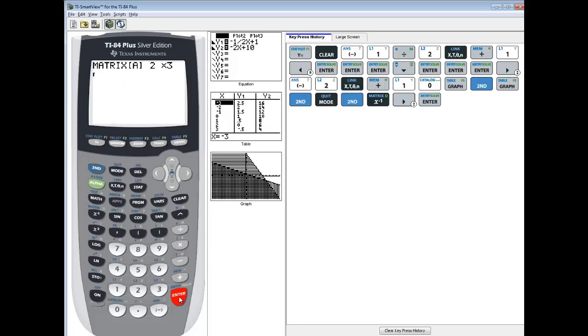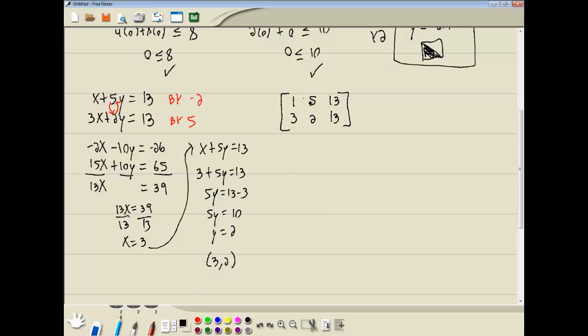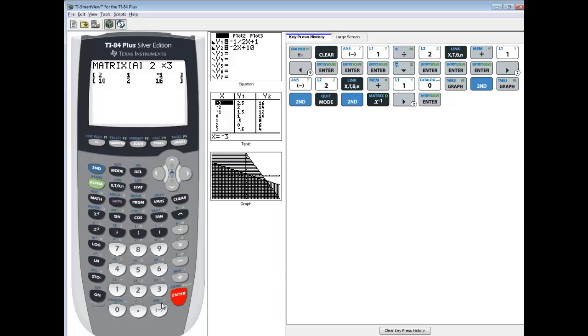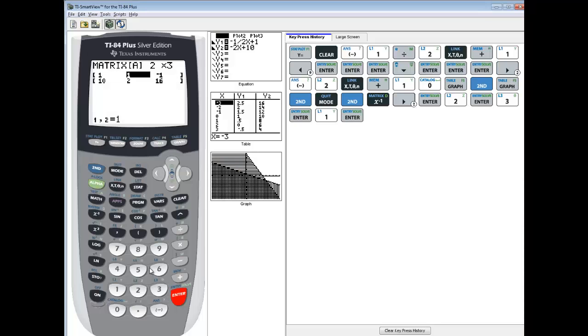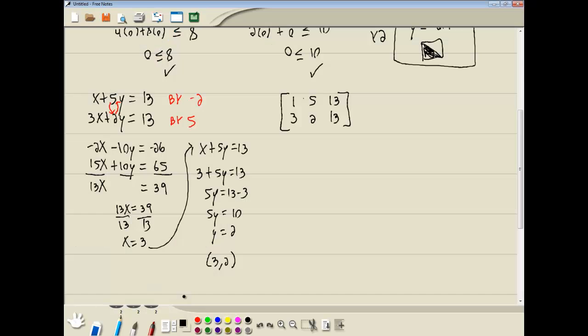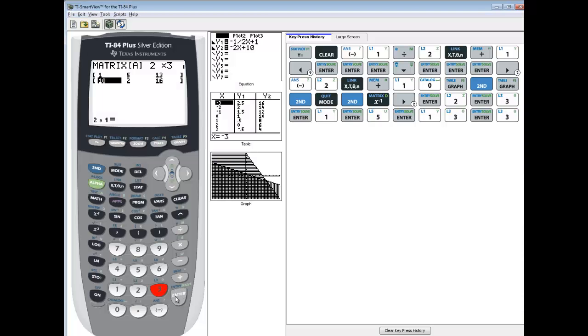Enter on A. Now it's asking us for the size of our matrix. Size is rows by columns. We got 2 rows and 3 columns in this problem. So do 2 enter, 3 enter. And then I'll do my numbers. 1 enter, 5 enter, 13 enter, 3 enter, 2 enter, and 13 enter.